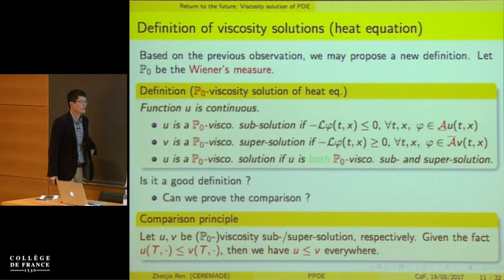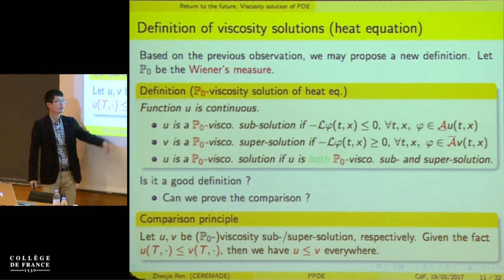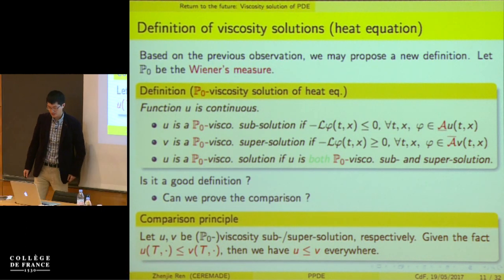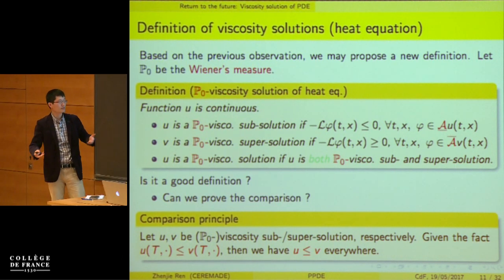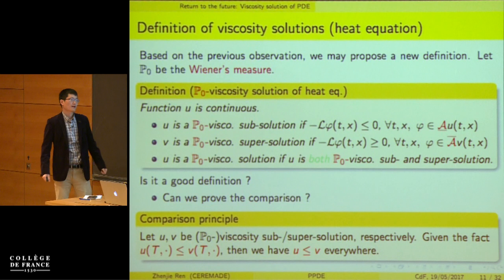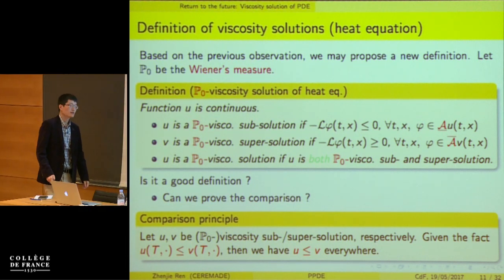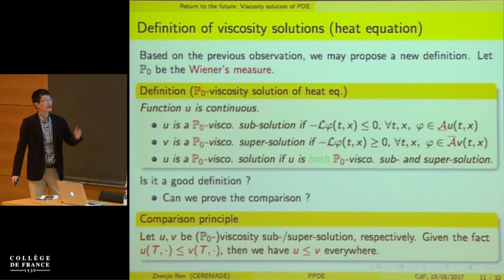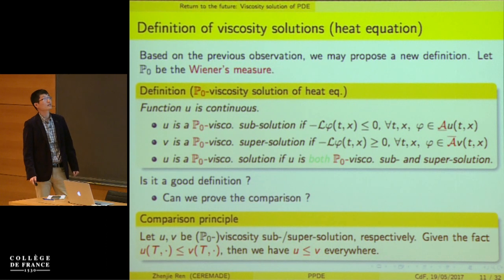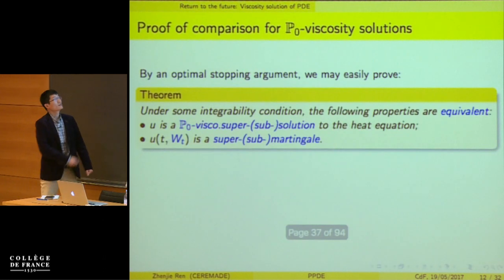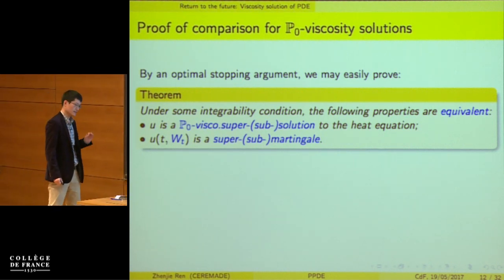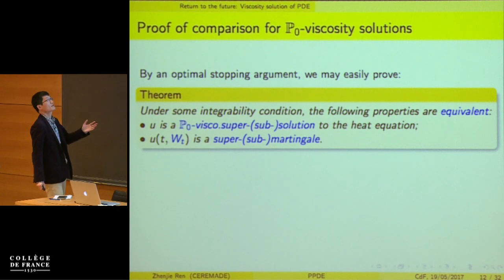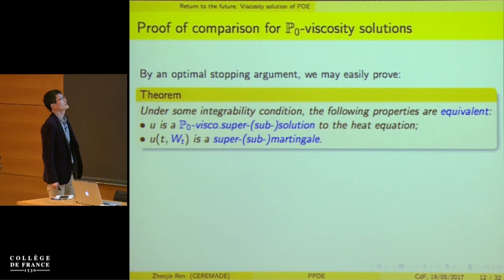Given a sub-solution U and a super solution V, if U is dominated by V at the terminal time, then the comparison principle says U is dominated by V everywhere. So this is the comparison principle, and how do we prove it? In fact, it's very easy using the P0 viscosity solution definition. So first, we need a lemma. It's very easy to prove, just several lines using the optimal stopping argument.